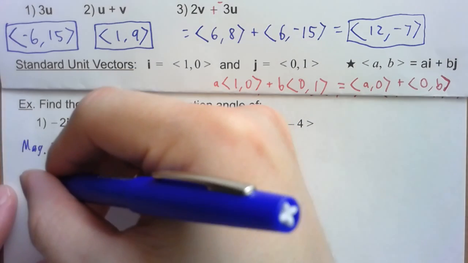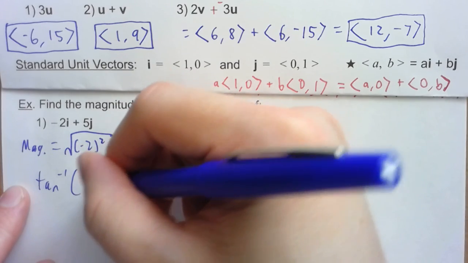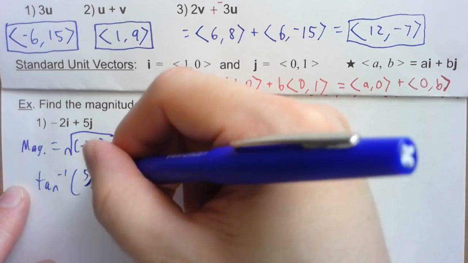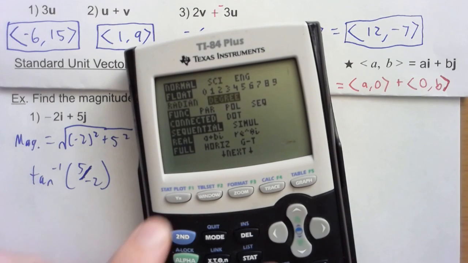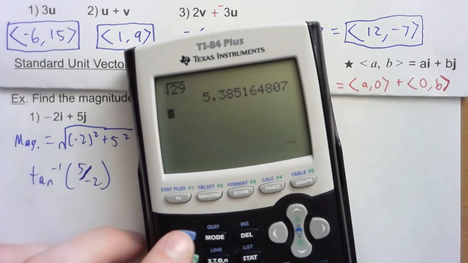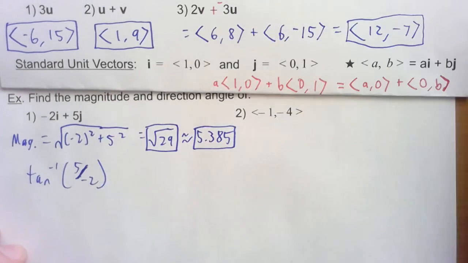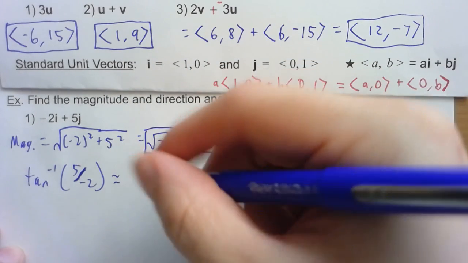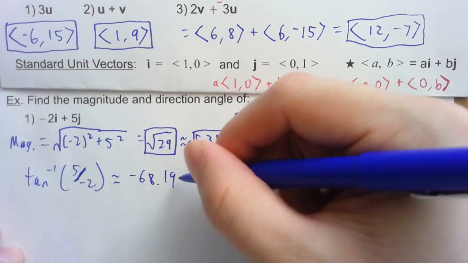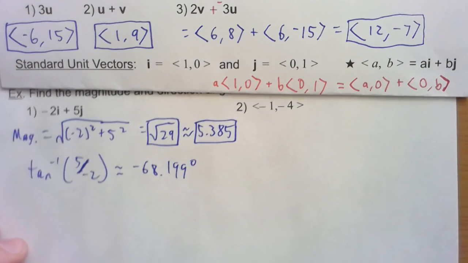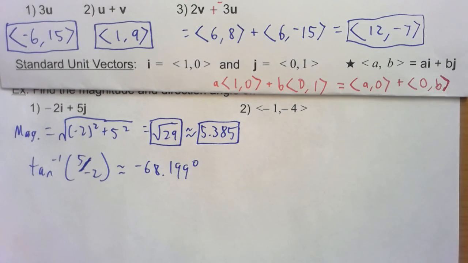So I'm going to use inverse tangent of 5 over negative 2. Remember, tangent's y over x. All right. Let's see, and I'll just do this in degrees. You can do it in radians if you want. I'll just do these in degrees. So we got 5 over negative 2. And so we get negative 68.199 degrees. All right. Here's the thing, though, that's wrong. That's not the right angle.